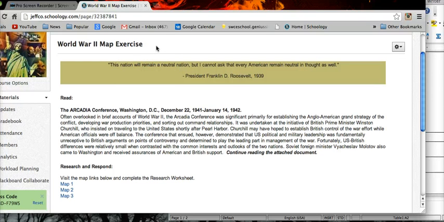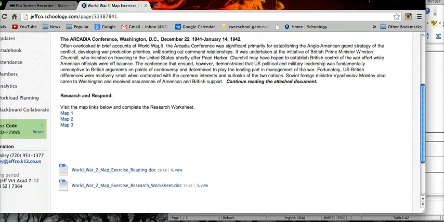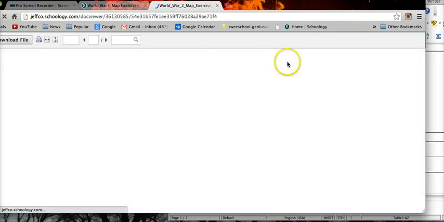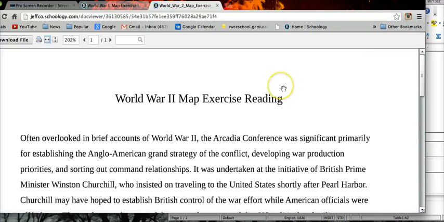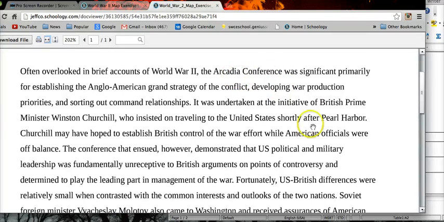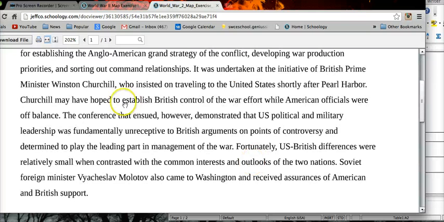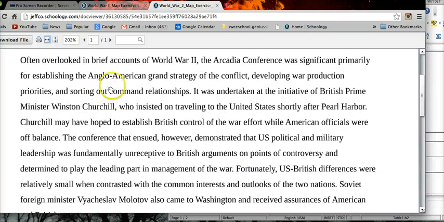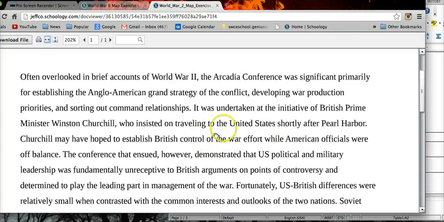It would make it a lot easier to answer the worksheet if you do the following. You need to do the reading, so go ahead and view the reading. And basically the reading is talking about the Arcadia Conference, what they talked about there, what they established, who was there. It's talking about Winston Churchill and how Great Britain felt like they should be leading the military effort. But when it came down to it, the United States really took over the military effort for the Allied powers because they had more manpower than Great Britain, and they had more production capabilities. They were able to make more weapons than Great Britain.